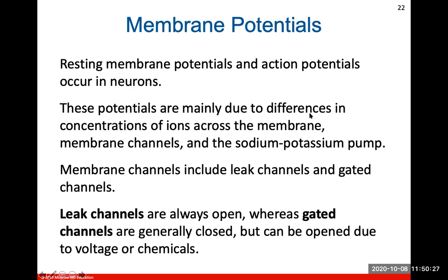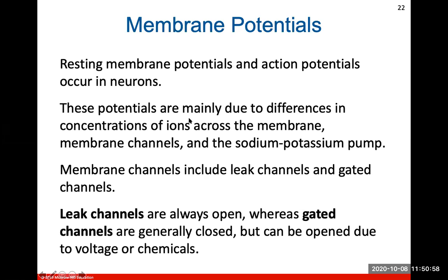Okay. Resting membrane potentials and action potentials occur in neurons. Again, an action potential refers to when a nerve fires off an electrical signal, so it's been electrically stimulated. And a membrane potential refers to the electrical charge that exists on the inside of an axon. So on the inside of an axon at rest, it's about -70 millivolts. So that's the electrical charge of it.